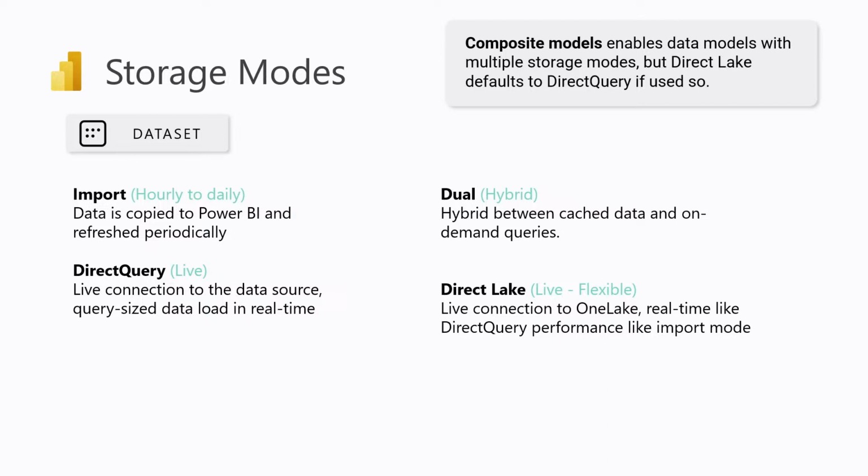And finally, we have this new Direct Lake mode, which is a live connection to the OneLake. So it works like a real-time connection with DirectQuery-like speed, but it also has the performance of import mode. So we get the best of both worlds with Direct Lake. So we can actually use Direct Lake in our composite models, but it is going to fall back to DirectQuery anyway. So be aware that if you ever use Direct Lake in any sense other than Direct Lake itself, it's just going to behave similarly to DirectQuery storage mode.